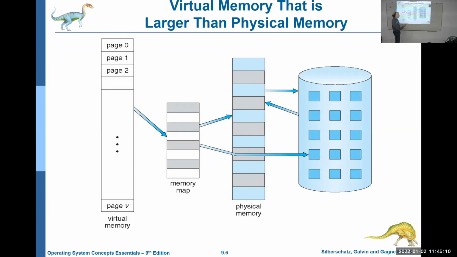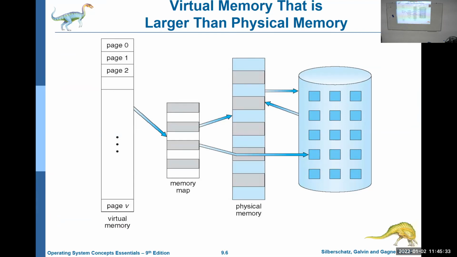So before you can access it, we're going to have to copy it into this location. Now I'll tell you it's there. I'll change the bit to valid. And now you can go and read the memory. I'm going to have to bring it from the disk.